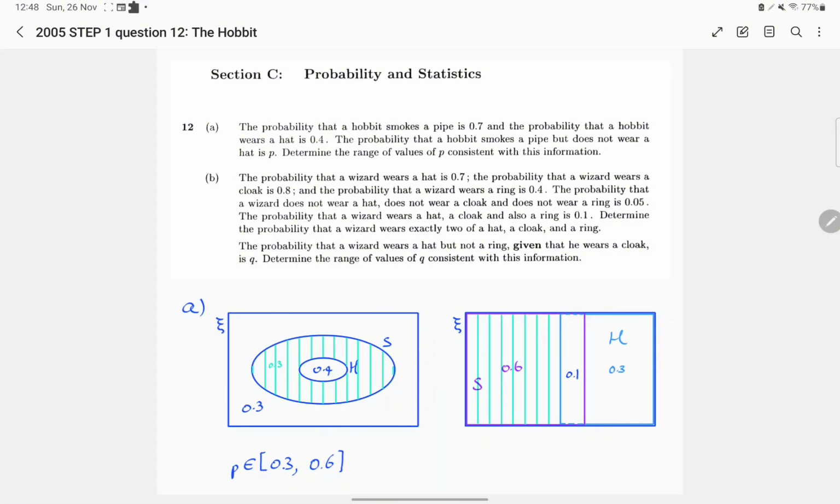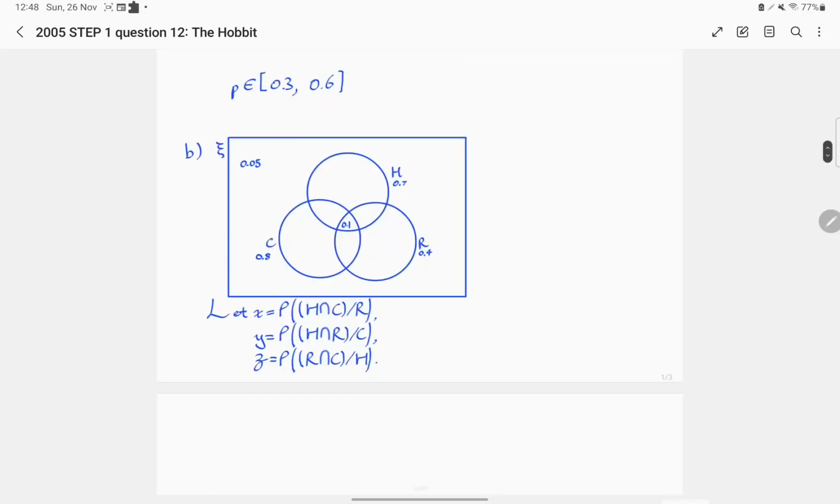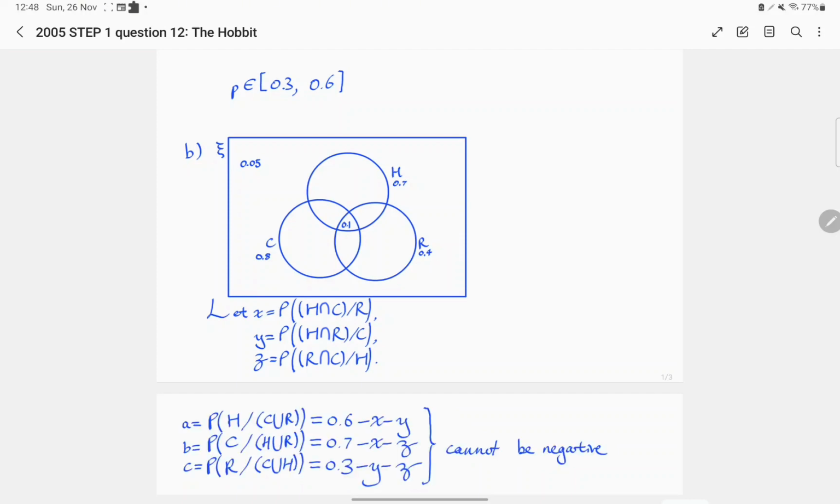Now let's move on to part B. Now, we'll let x be the probability that a wizard wears a cloak and a hat, but not a ring. Y be the probability that a wizard wears a hat and a ring, but not a cloak. And z be the probability that a wizard wears a ring and a cloak, but not a hat. Now, we'll let a be the probability that a wizard wears a hat only. That is 0.6 minus x minus y.